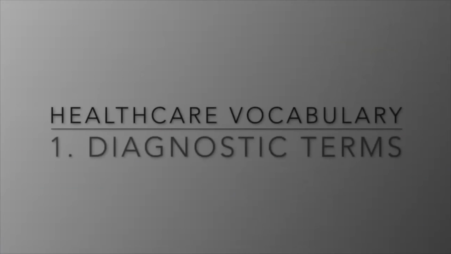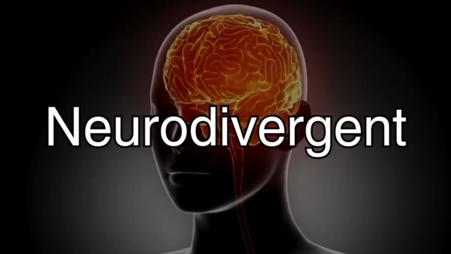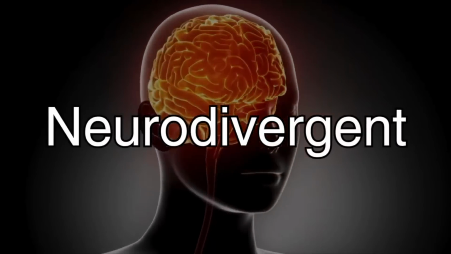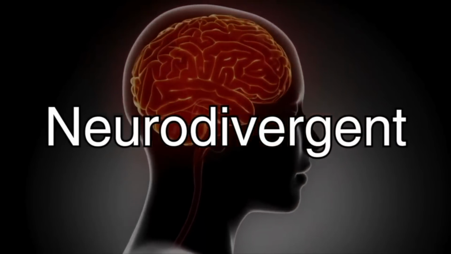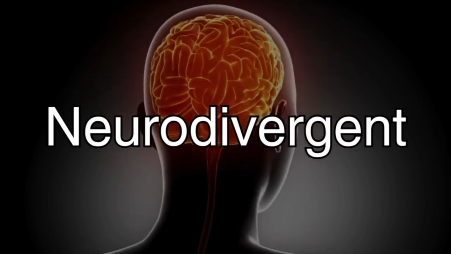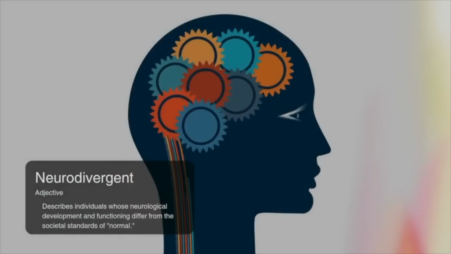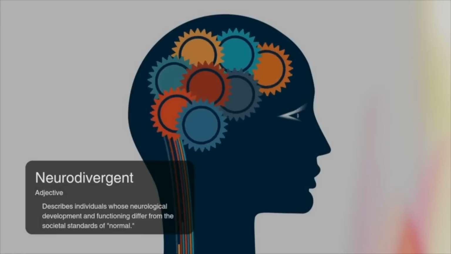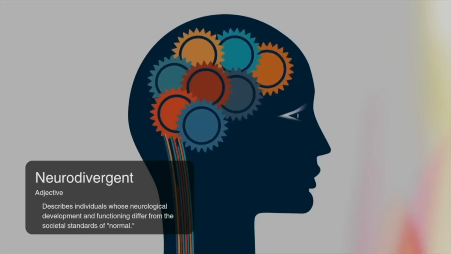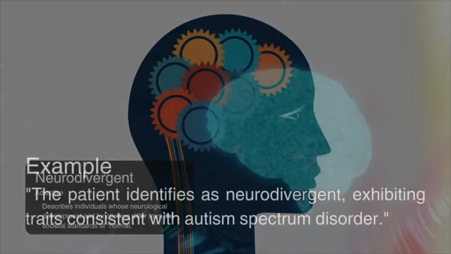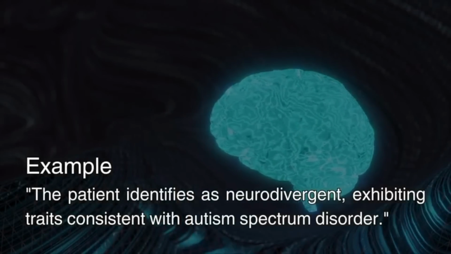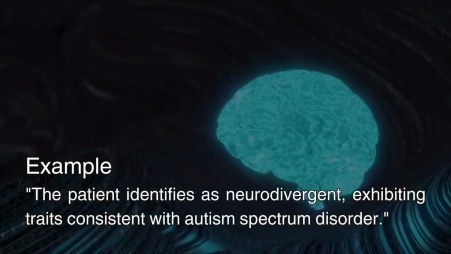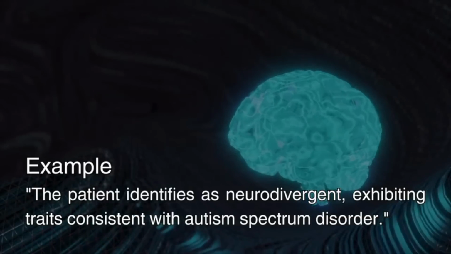Our first set of words focus on diagnostic terms. Our first word is neurodivergent. Repeat after me. Neurodivergent. This adjective describes individuals whose neurological development and functioning differ from societal standards of normal. Let's take a look at our example sentence. The patient identifies as neurodivergent, exhibiting traits consistent with autism spectrum disorder.